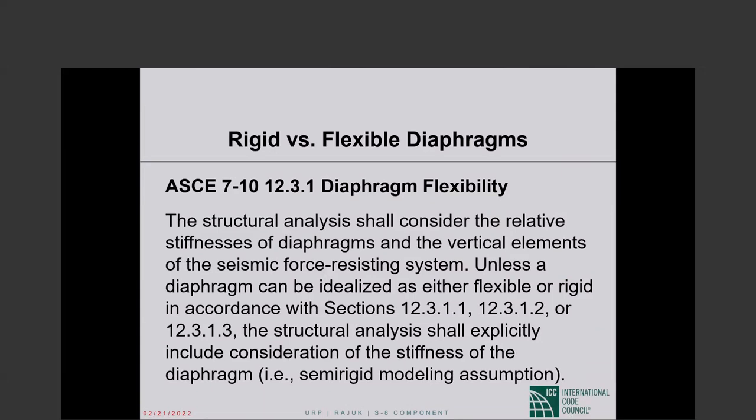Okay, this is now ASCE 7 requirement. The structural analysis shall consider the relative stiffnesses of diaphragms and the vertical elements of the seismic force resisting system. This is a requirement. Unless a diaphragm can be idealized as either flexible or rigid in accordance to section such and such, the structural analysis shall explicitly include consideration of the stiffness of the diaphragm, that is semi-rigid modeling assumption. So ASCE 7 is requiring it unless your diaphragm can be idealized as either flexible or rigid by the ASCE 7 provisions that we went over.